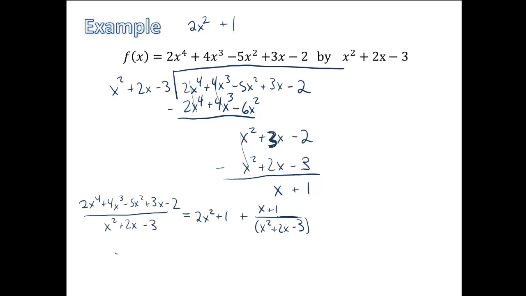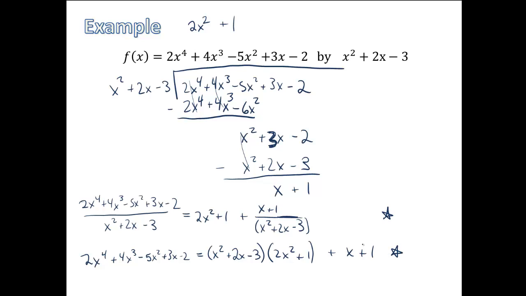Okay, that's one way of doing it. Another way of doing it, we have 2x to the fourth plus 4x cubed minus 5x squared plus 3x minus 2 equals x squared plus 2x, not 3x, minus 3, times 2x squared plus 1, plus x plus 1. So we have our two things factored out.